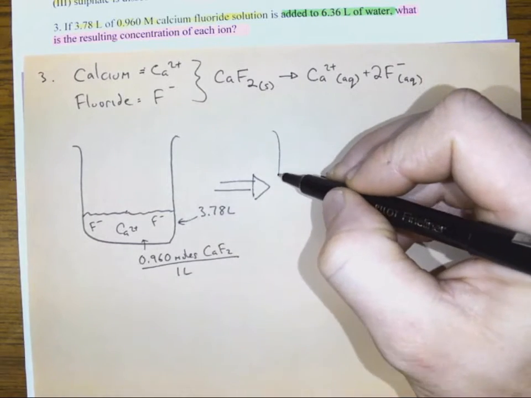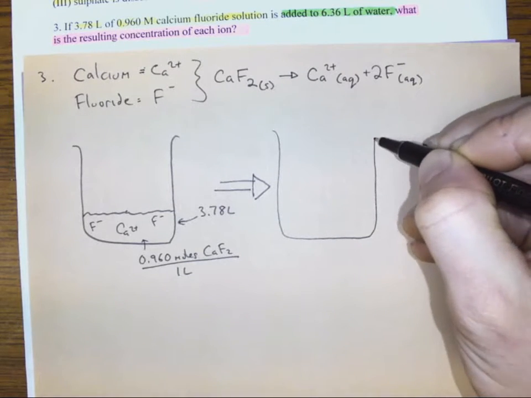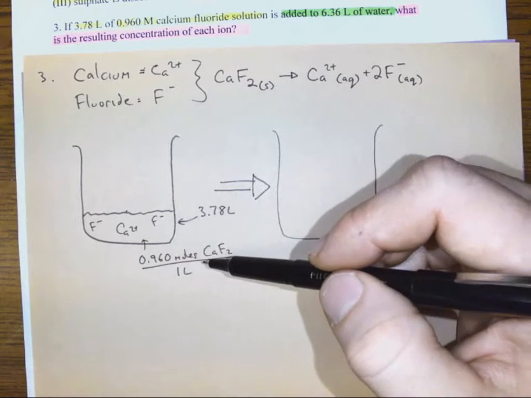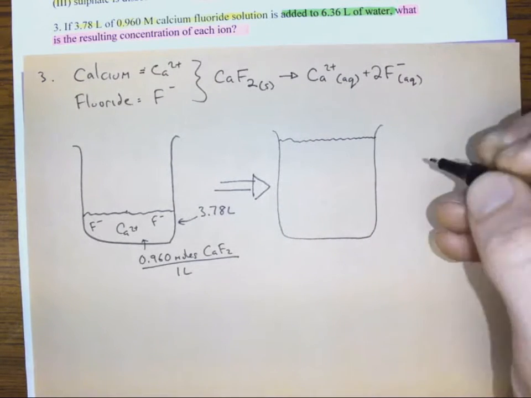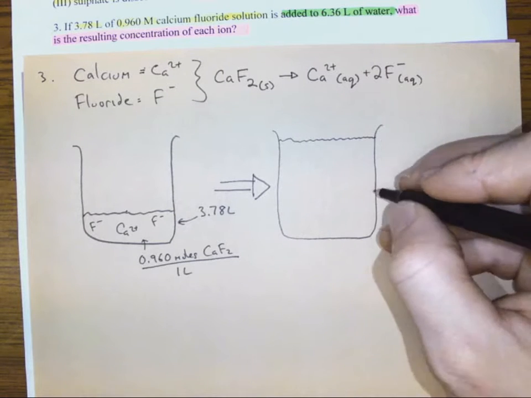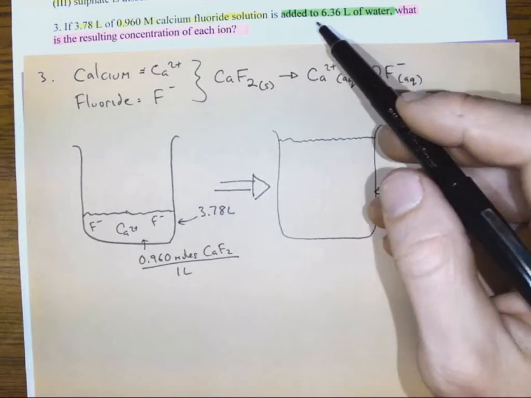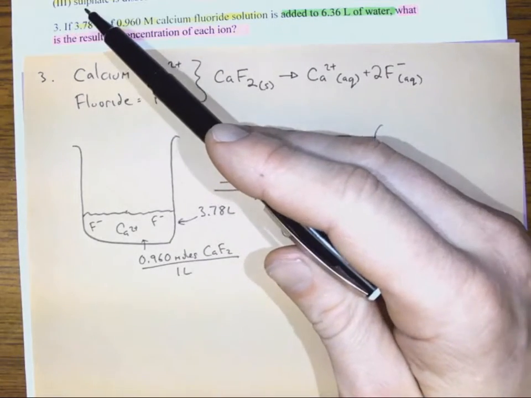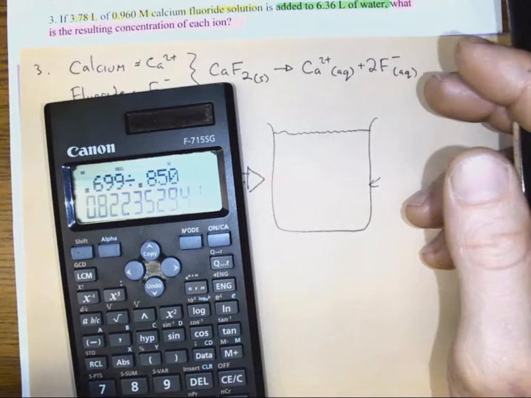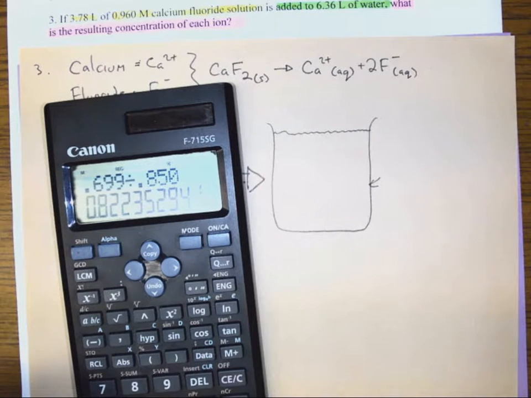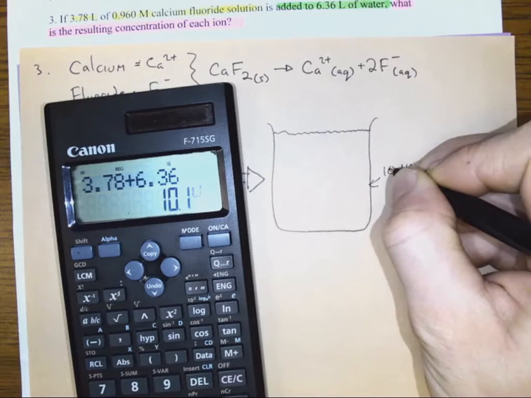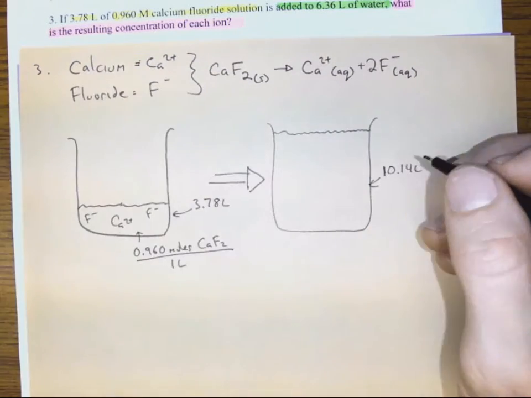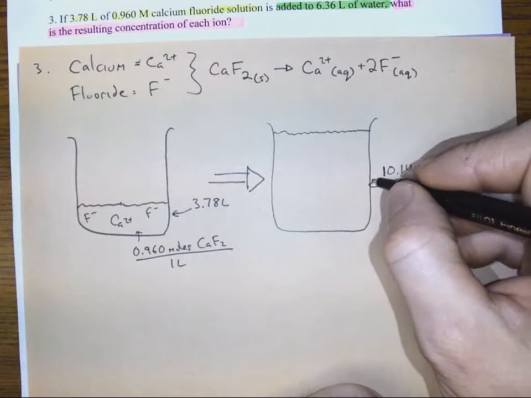Now, we're taking that and we're adding water. So we're going to increase the volume. What's important is we're not changing the number of moles of calcium fluoride. We're going to change the concentration of it, change how many moles there would be for a liter. But now we're going to have 3.78 plus 6.36, a new volume of 10.14 liters, which is a lot. It's definitely bucket territory we're talking about here.